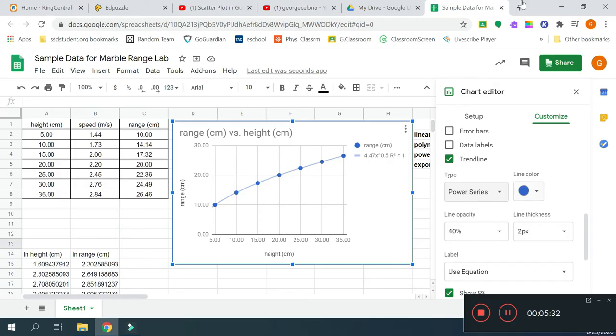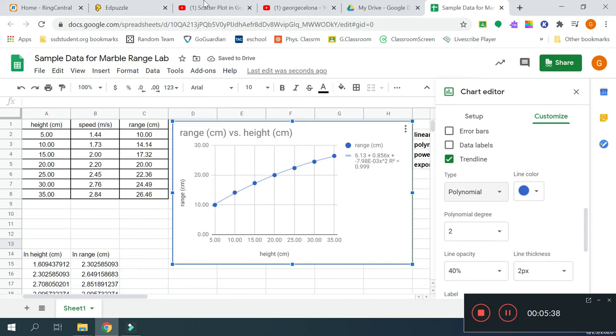So, for example, if I go back to that polynomial, this function fits this data really, really well. 0.99, that's almost a perfect fit. But as a scientist and as a person who understands math, I know for a fact that it can't possibly be a polynomial. Take a look at this function: 6.13 plus 0.856x plus negative 0.798x squared. Here it is. So think about what that looks like. It's a parabola, right? We've got an x squared, an x, and a constant. It's a parabola that's upside down.